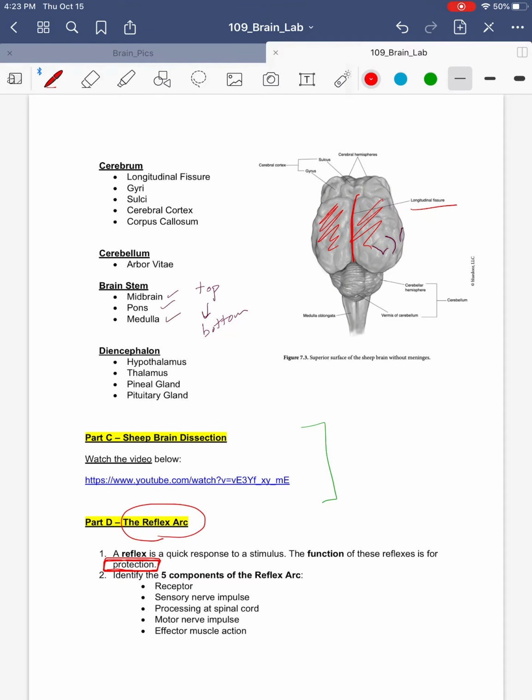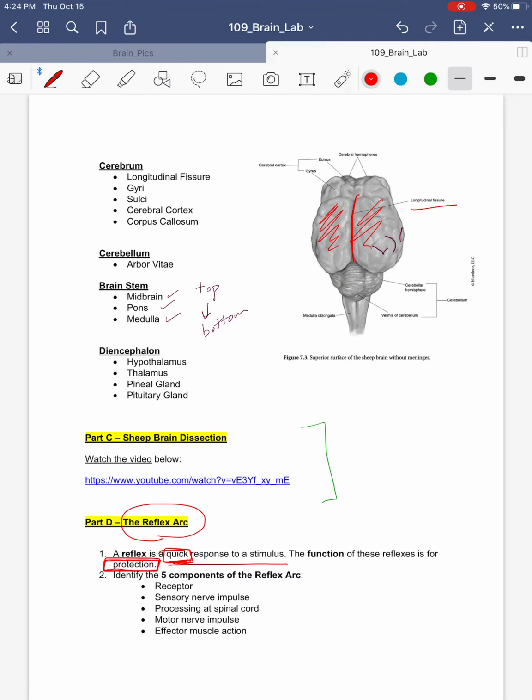A reflex itself is just defined as a quick response to a stimulus. What makes it a reflex is that it is super, super quick. So quick, in fact, that you don't have to think about it first. You know about a reflex. You don't have to think about your pupils constricting. They do it for you.